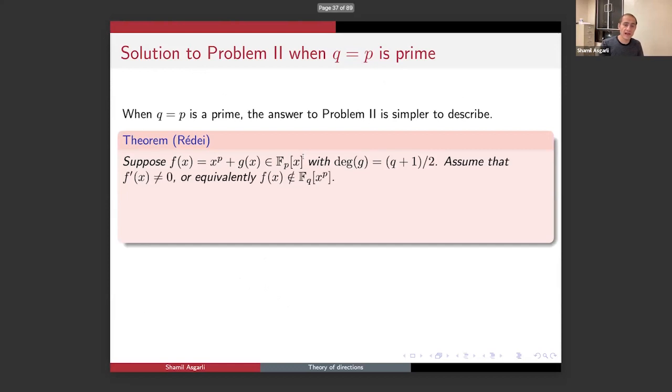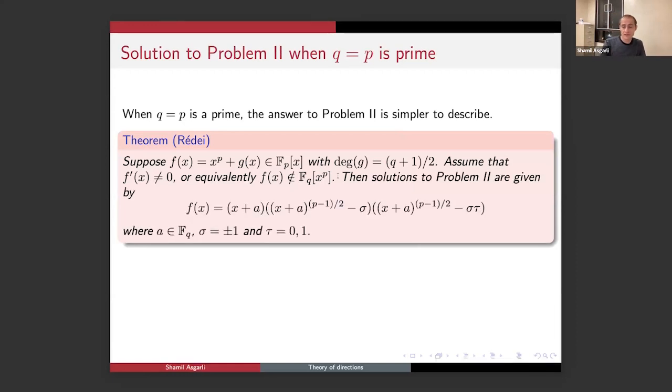So suppose that you have a polynomial x to the p plus g of x in F_p[x], where the degree of g of x is exactly equal to p plus 1 over 2. So this should be p plus 1 over 2 instead of q plus 1 over 2, because we're dealing with the case q equals p, prime case. Assuming that f prime of x is not 0, or equivalently, f is not a p-th power, not every monomial is a p-th power, then the solutions to problem 2 are kind of nice.